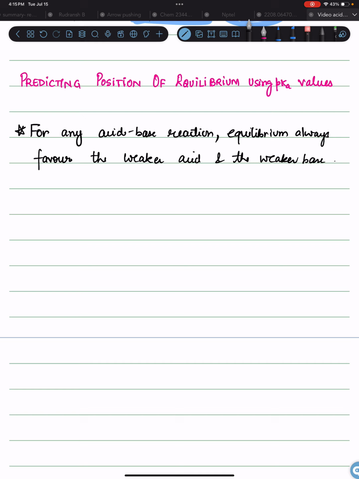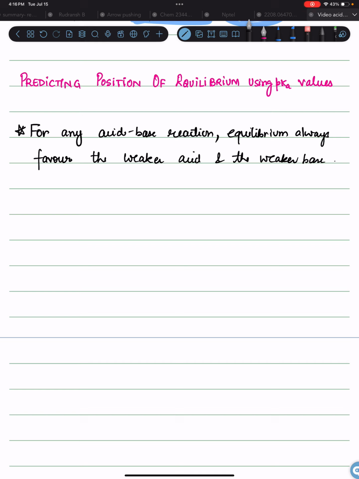Now in this lecture we will learn how to predict the position of the equilibrium using pKa values, that is, whether the equilibrium will favor the right hand side, that is the formation of products, or will favor the left hand side, that is the reactants. This we are going to predict based on the pKa values.